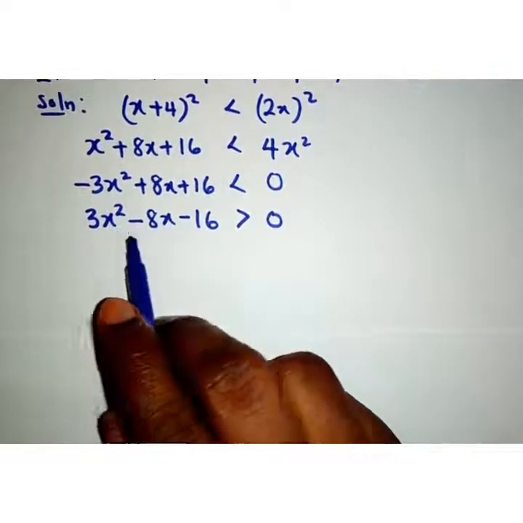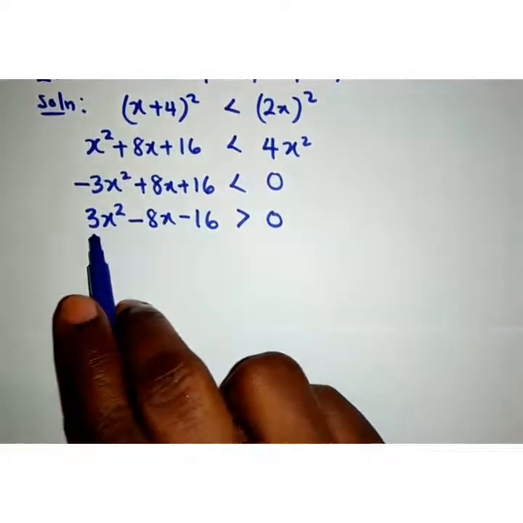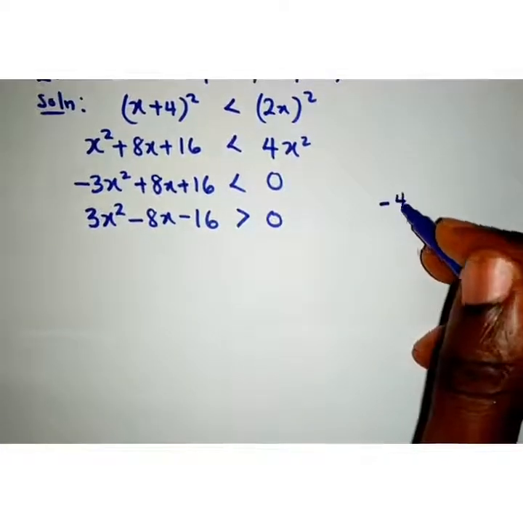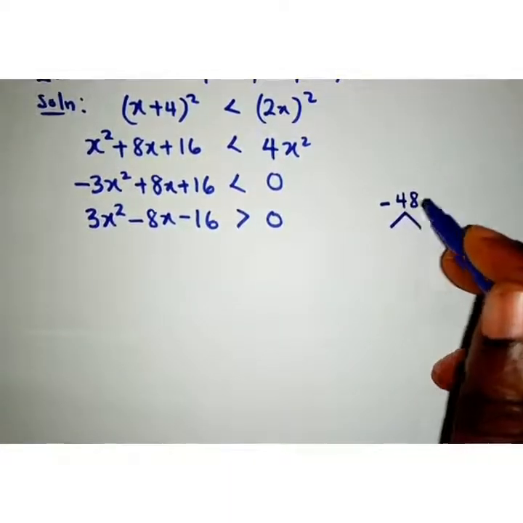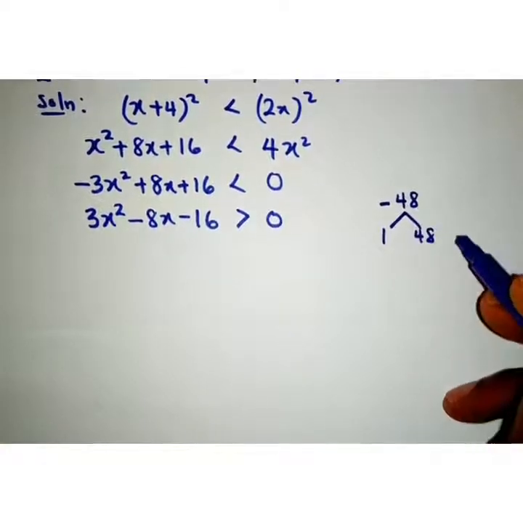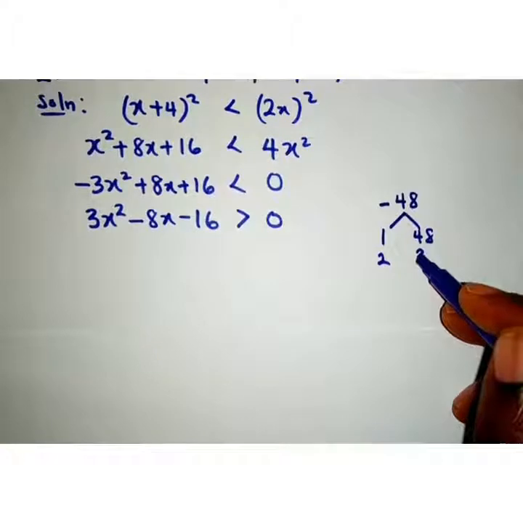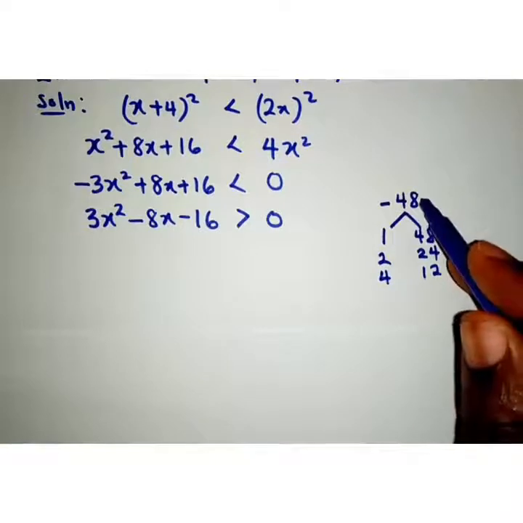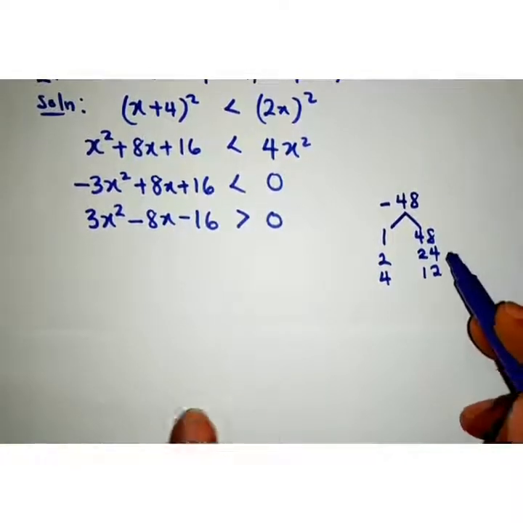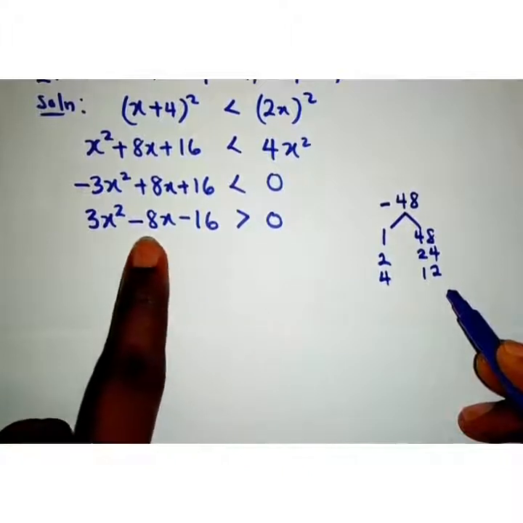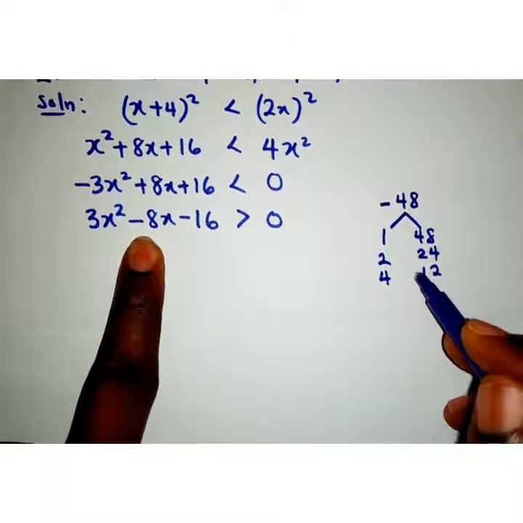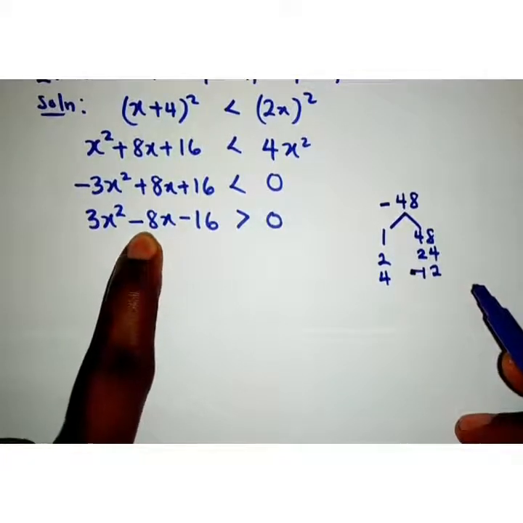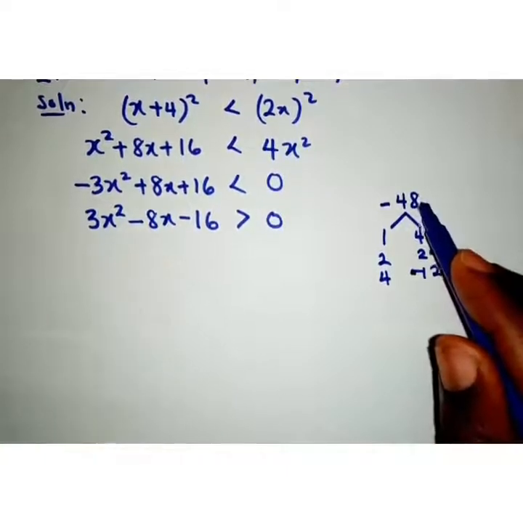We now factorize the quadratic function here. So 3 times the constant term here, 3 times minus 16 gives us minus 48. So we look for the factors of minus 48. We have 1 and 48, 2 times 24, and then 4 times 12 all gives us 48. We are looking for the factors that when we add them gives us the middle number minus 8. So if we have minus here, we'll have 4 minus 12, which gives us minus 8, and 4 times minus 12 gives us minus 48.